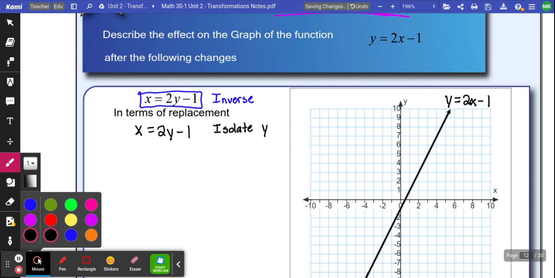So looking at that function, that means I move my 1 from the right side to the left side. That's X plus 1 equals 2Y.